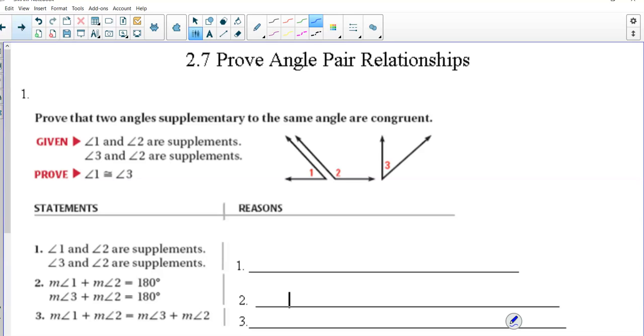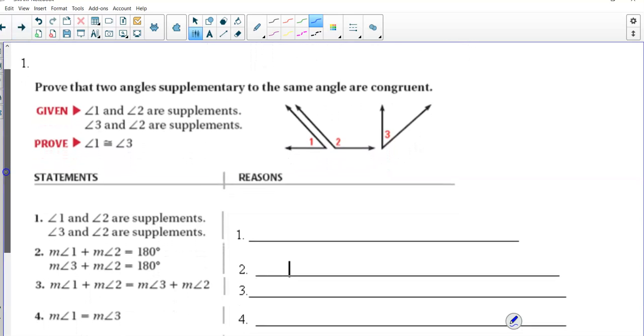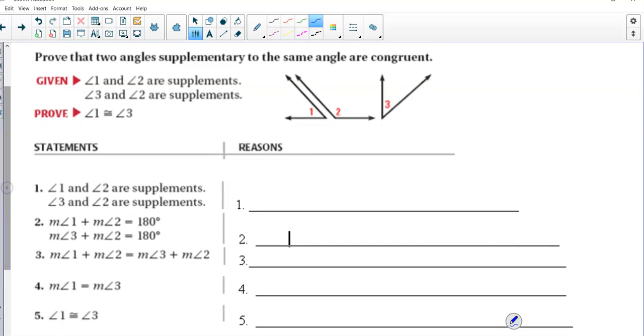Next, we need to prove these angle pair relationships. We need to prove that two angles supplementary to the same angle are congruent. So we're trying to prove angle 1 is congruent to angle 3. We know angle 1 and angle 2 are supplements. So angle 1 and angle 2 are supplements. And 3 and 2 are supplements.